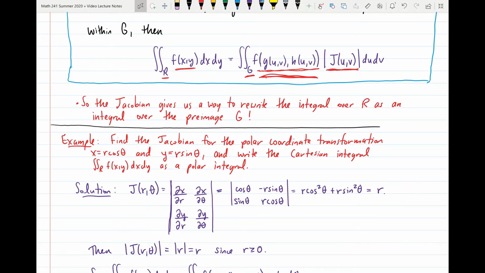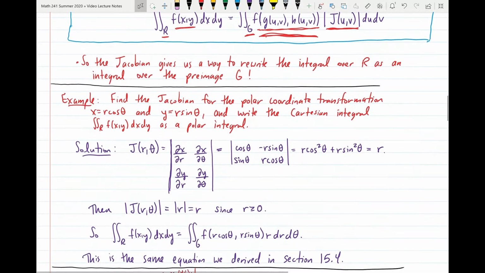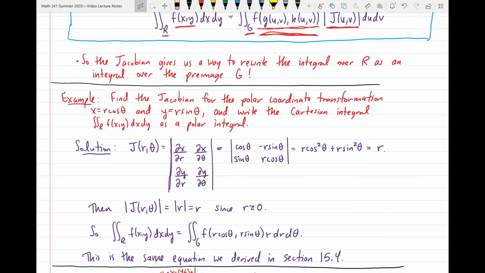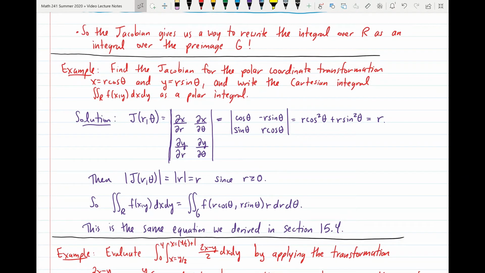Okay, so let's move on to our first example then. I think that your book actually starts out with a perfect example to introduce this, because we're really just showing that the derivation for the double integral using polar coordinates from section 15.4 is just a particular instance of this more general method here. So we use this more general method to derive the integral in polar coordinates.